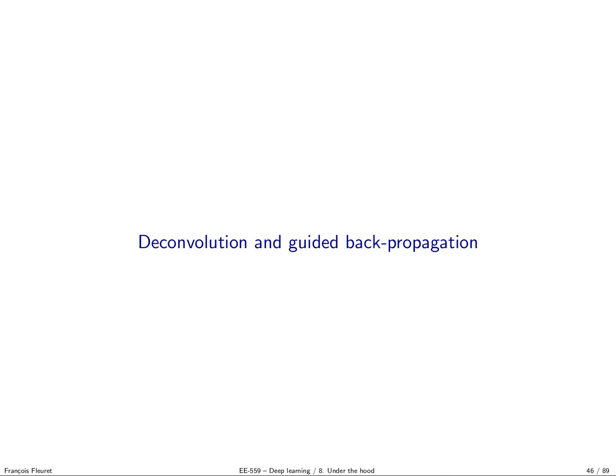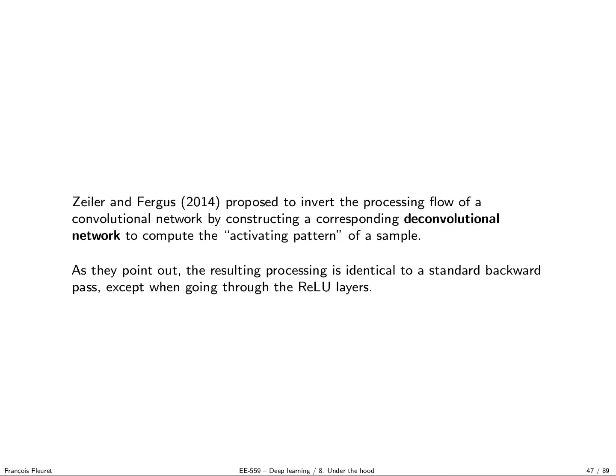So then there are other variants around the same theme of computing the derivative of the output with respect to the input. Zeiler and Fergus proposed what they call the deconvolutional network, where they tried really to build a sort of reverse processing of what a ConvNet is doing. And in practice, what they obtain is very similar to the backward pass, except when they go through the ReLU layers.